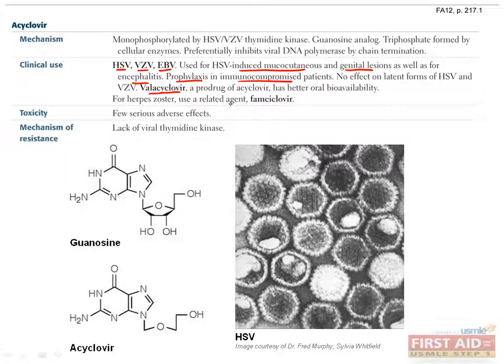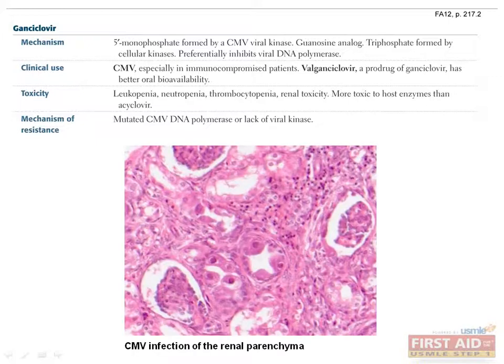Valacyclovir is a prodrug of acyclovir and has better oral bioavailability. For herpes zoster, use the related drug famciclovir. Ganciclovir is another guanosine analog that preferentially inhibits viral DNA polymerase, typically used in the treatment of CMV in immunocompromised patients.